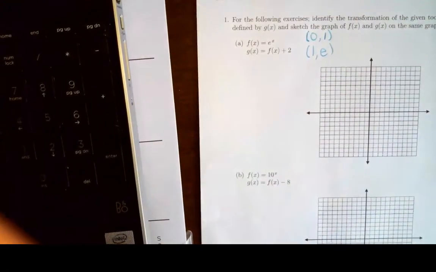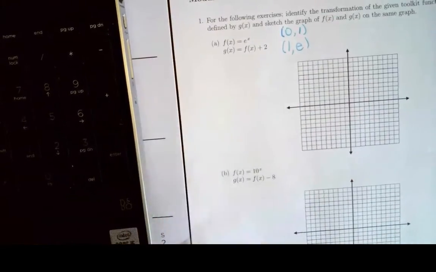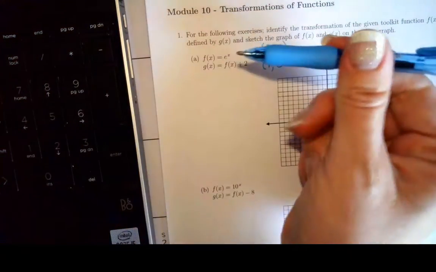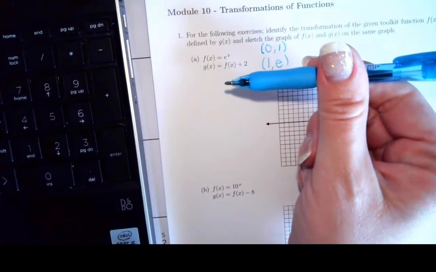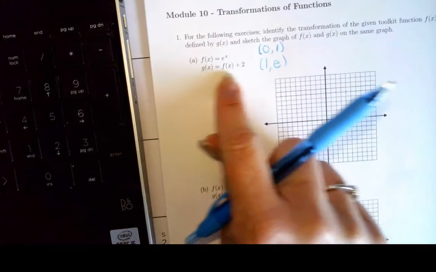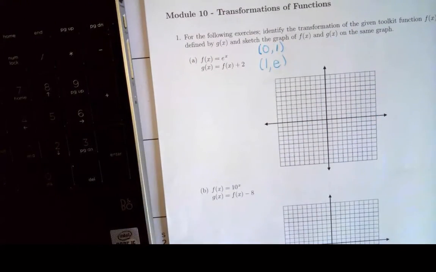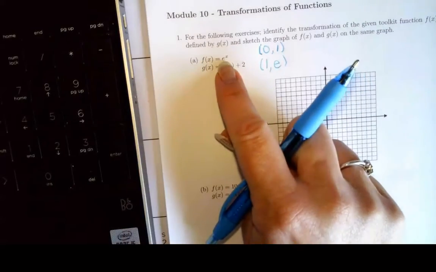Okay, let's see if I can make that better. There we go. All right, so in these, how many do we have? We've got 6. So in these 6 examples, I am going to do the original function in blue, and then we're going to transform it, or translate it, or move it, or stretch it, or do something. Okay, so I'm going to do the first one first.